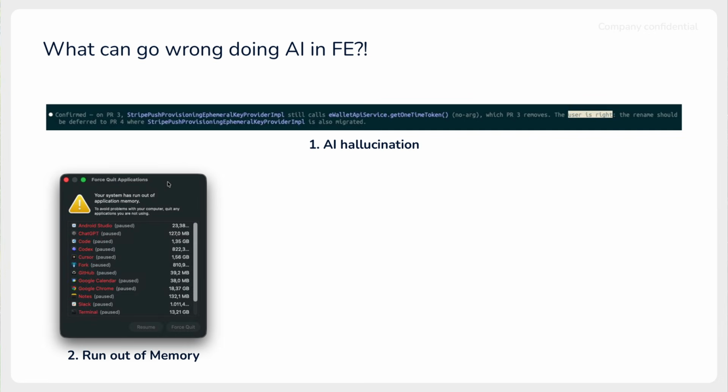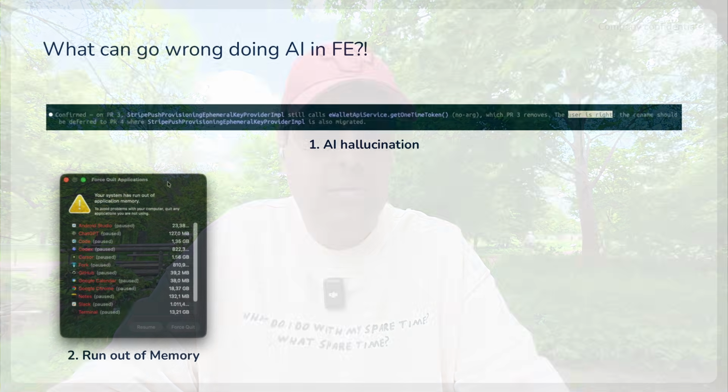Second, memory. Running AI tools on your machine is heavy. I have Cloud Code, Codex, Cursor, and a bunch of other things open at the same time, plus Android Studio. And my machine runs out of memory a lot of time. You can always use Cloud Code in your terminal and keep Android Studio closed until it's done, and then open Android Studio and verify if everything is working as expected.